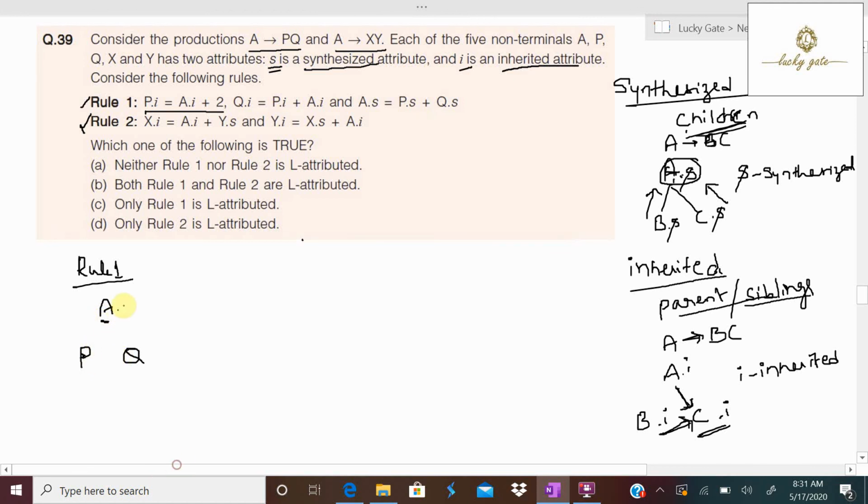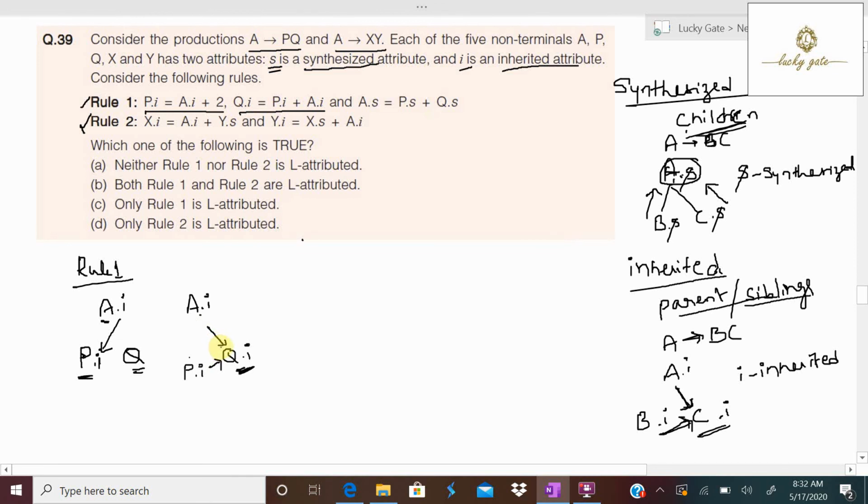And here it is using one inherited attribute I, here also I, and no attribute is attached to Q. Observe this rule, Pi equal to AI plus 2, means the value of Pi is computed from its parent. And one more is Qi equal to Pi plus AI, so one more dependency graph I am drawing: AI, Pi, Qi. In the dependency graph for the second rule, Qi equal to Pi plus AI, Qi determines its value from Pi, which we call a sibling, and also AI from the parent.